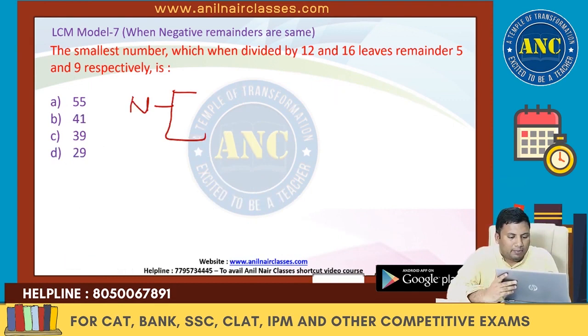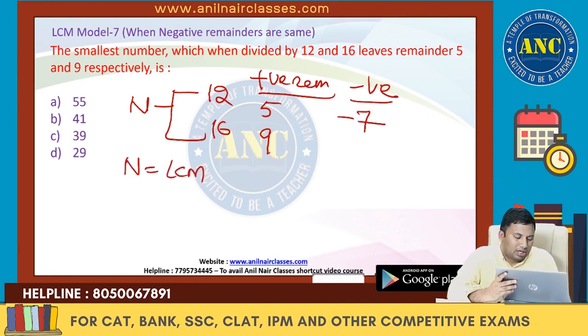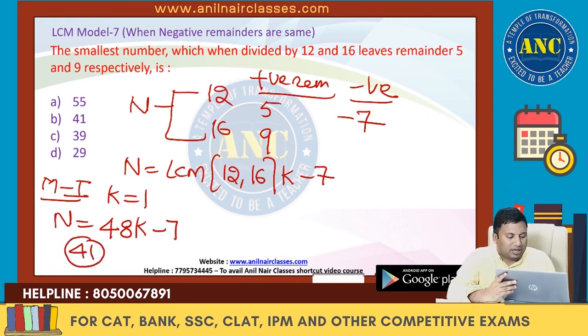Number divided by 12 and 16. Positive remainders are 5 and 9. Negative remainders will be minus 7. So the number is nothing but LCM of 12 and 16 into k minus 7. Method number 1: put k value 1. The LCM of 12 and 16 is 48. 48 minus 7 is 41.